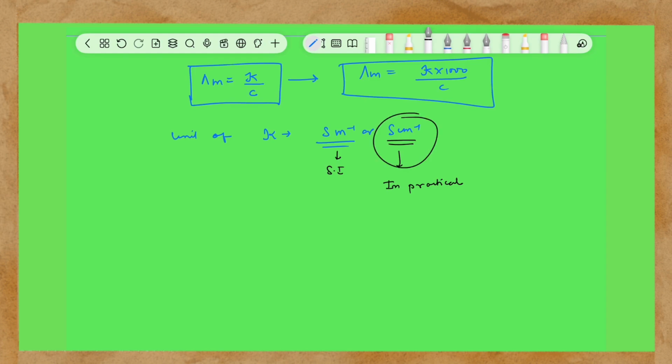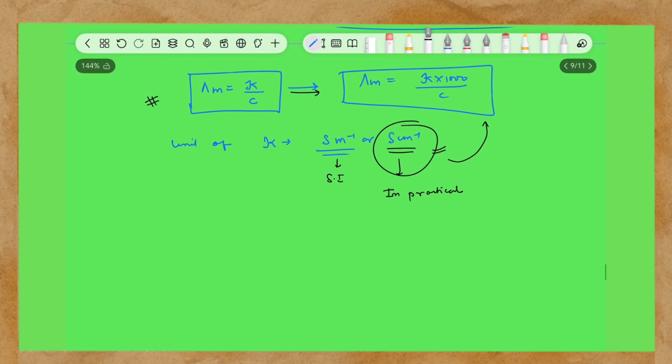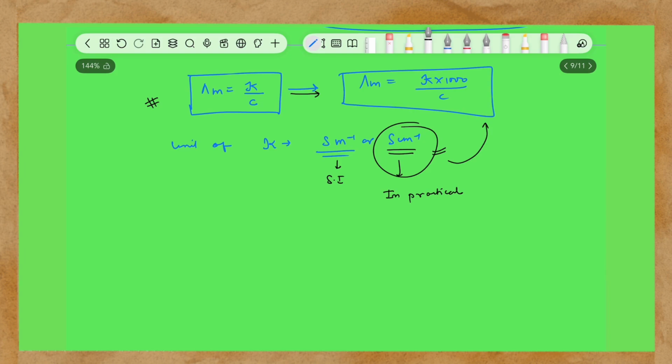So just to use Siemens per centimeter, we have changed our formula from this one to this one. The main formula is this, but it is changed to lambda m equal to kappa into 1000 upon c. It is used when we have kappa in Siemens per centimeter, and as a result we get lambda m in Siemens centimeter square per mole. So this is very important.